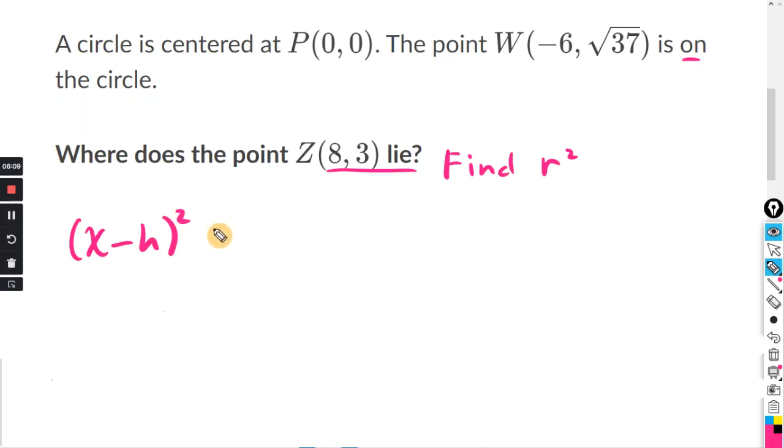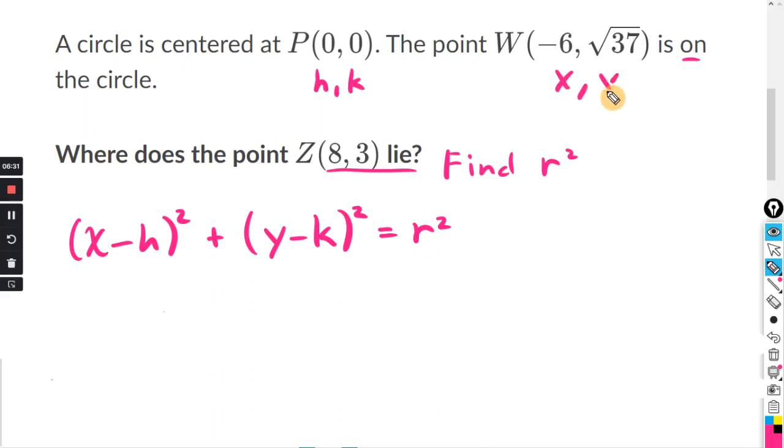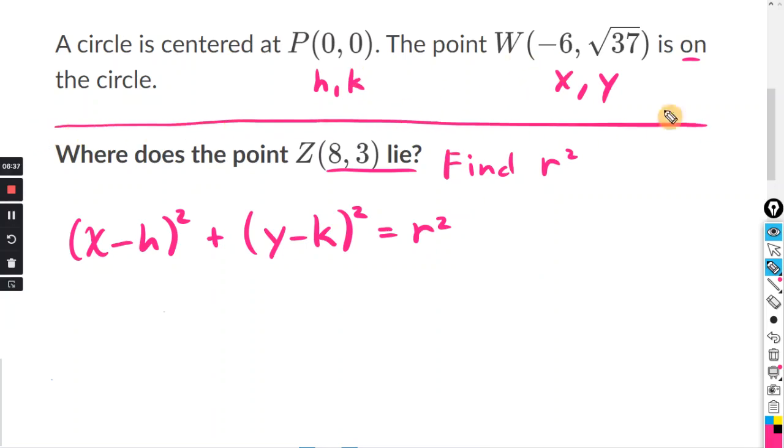(x minus h) squared plus (y minus k) squared equals r squared. Okay, remember the coordinates for the center are h, k. And a point that's on the circle, that's just x, y. All right, so we're going to plug these in first. We're just looking at this part up here first to get r squared.